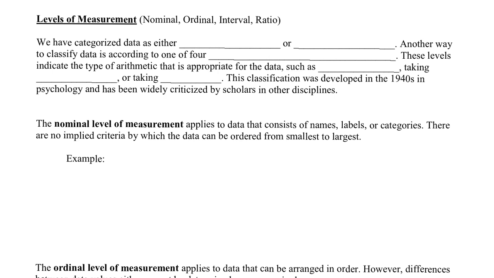So we have done so far, we have categorized data as either quantitative or qualitative. Okay, quick quiz question. Do you remember the other word for qualitative that our book doesn't use but is pretty common? Categorical. All right. But there is another way to do this. Another way to classify data is according to one of 4 levels of measurement.